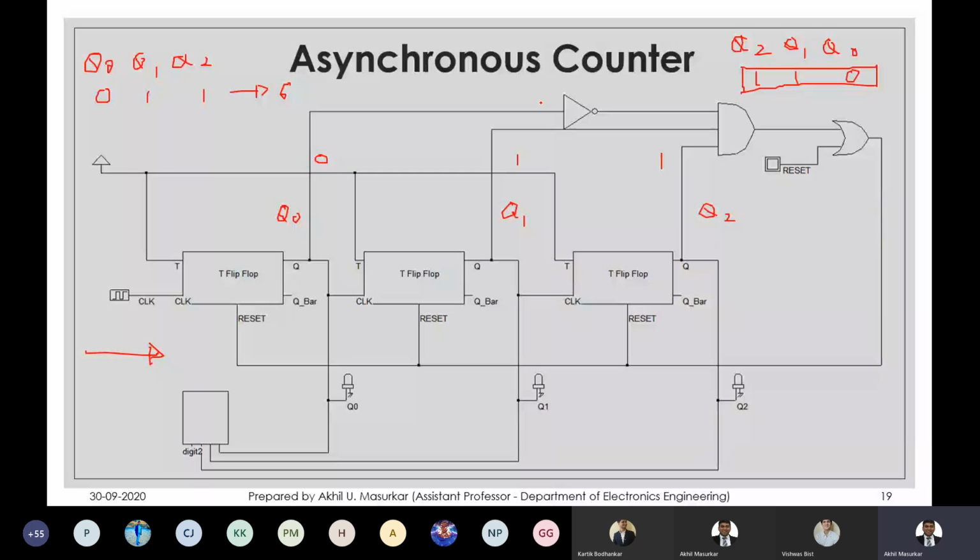So the moment 6 arrives, this is 0, this becomes 1, this is also 1, and this is also 1. So this is the AND gate, so the output becomes 1. And whatever this input might be, when one input of the OR is 1, here also you will get 1, and that 1 is going to reset the whole system. So that is how we actually reset at 6. Now I will show you the actual simulation of this, then you can copy.